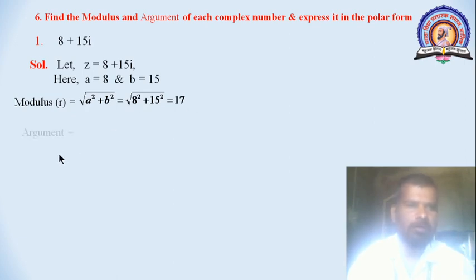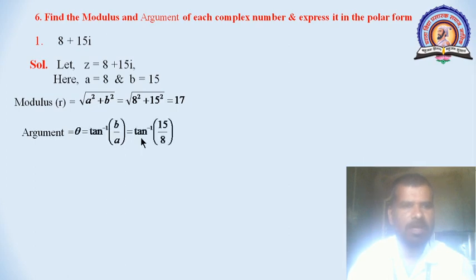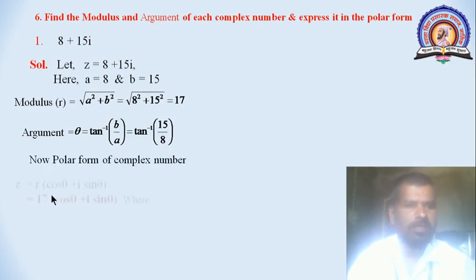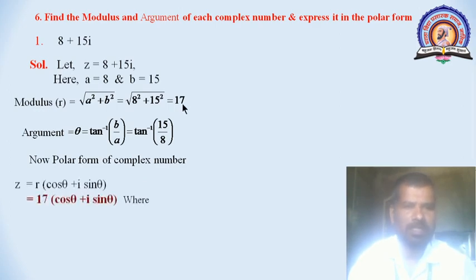Now argument of z is denoted by theta, which is equal to tan inverse of b by a, which is equal to tan inverse of 15 by 8. Now the polar form of a complex number is z is equal to r into cos theta plus i sin theta. Here r is 17. So therefore z is equal to 17 into cos theta plus i sin theta, where theta is equal to tan inverse of 15 by 8.